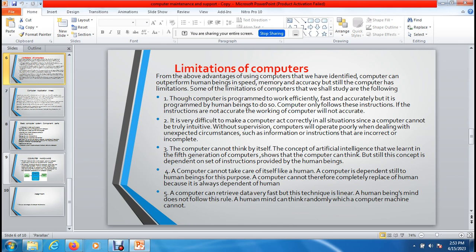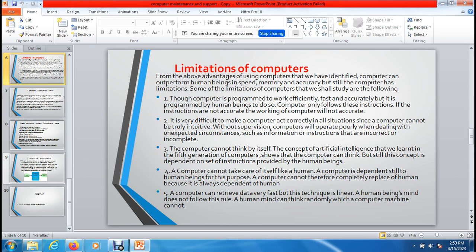Number 4, a computer cannot take care of itself like a human. Without maintenance, a computer cannot maintain itself by troubleshooting itself; it needs a person to operate it. That is the disadvantage of a computer.